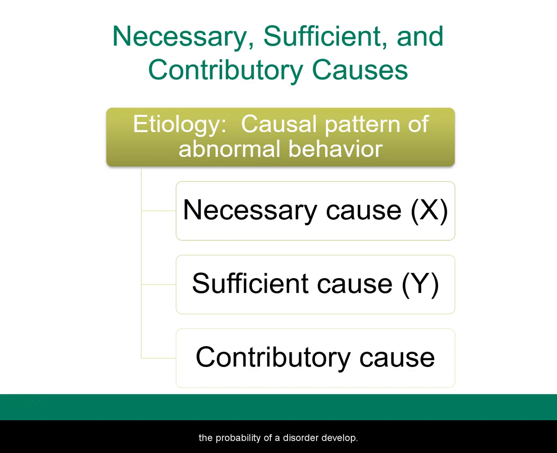And then you have contributory. A contributory cause is one that increases the probability of a disorder developing. The example I can give you here would be parental rejection, and how parental rejection could be a contributory cause for the person's later difficulties in social situations or relationships. So the way in which they were raised, their parental experiences, contributed to their actions today.